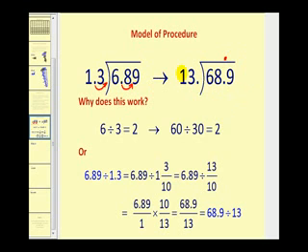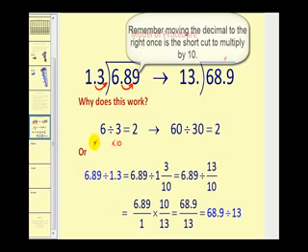Now I want to take a moment and explain why this actually works. We all know that 6 divided by 3 is equal to 2. Well, if we multiplied the divisor by 10 and also the dividend by 10, we would have 60 divided by 30, and you'll notice that the quotient is still equal to 2. So as long as we multiply the divisor and the dividend by the same number, it does not affect the quotient. Another way to look at this would be in terms of fractions.